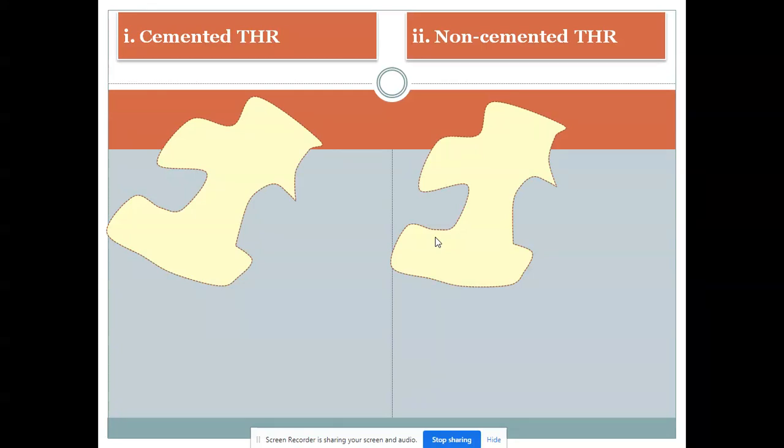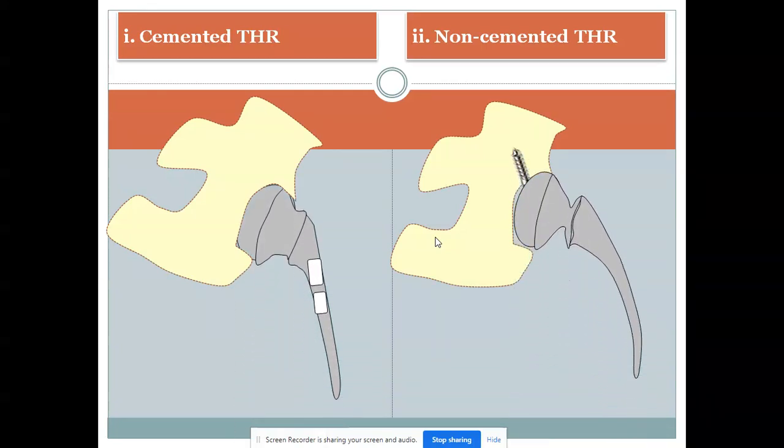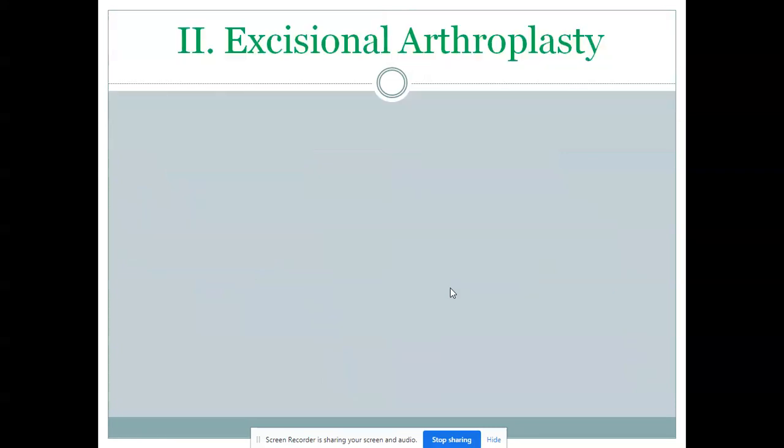These are the iliac bones where your acetabulum is present, and these are the prostheses. That is, one is your Austin Moore and one is Thompson, where Austin Moore is attached with the cement, whereas Thompson is attached with the nail to the head. The nail is passing within the acetabulum to hold it tightly.